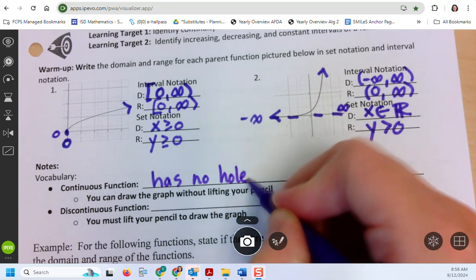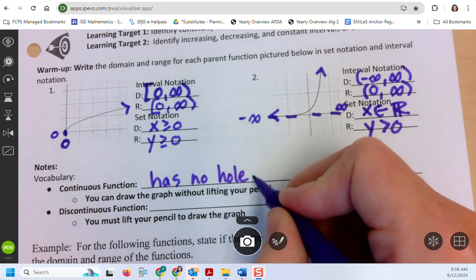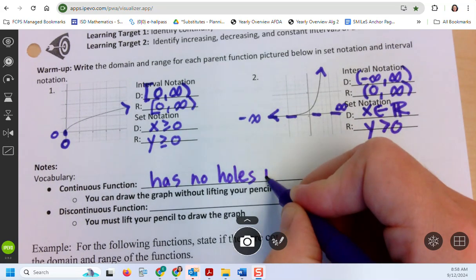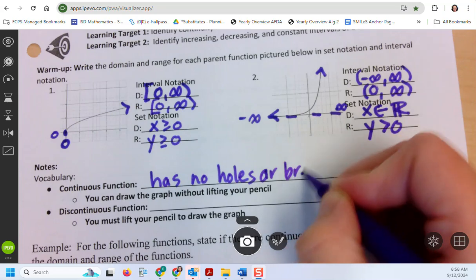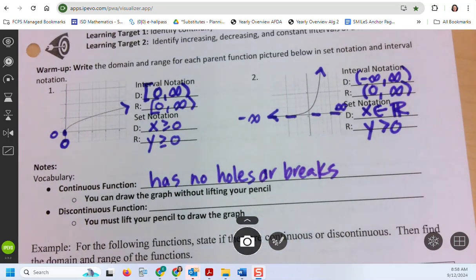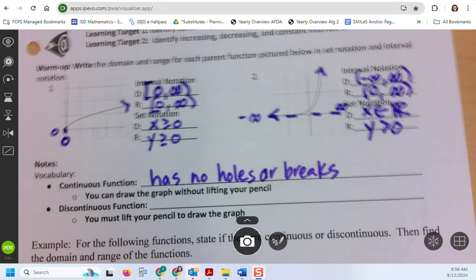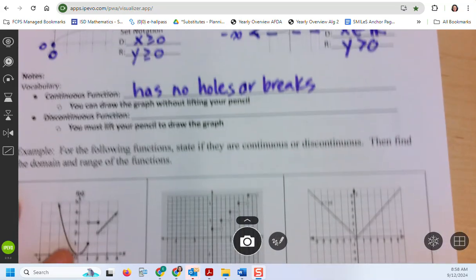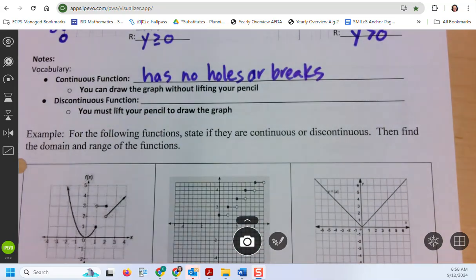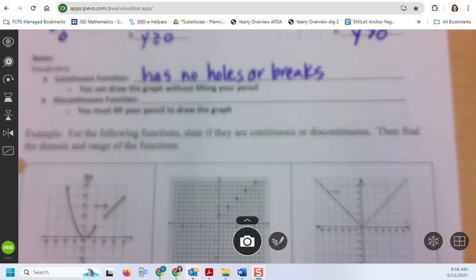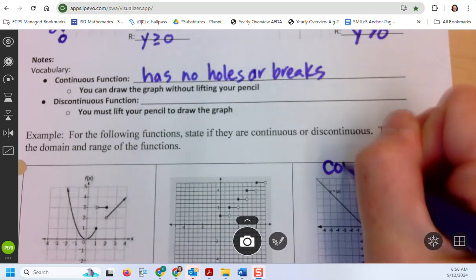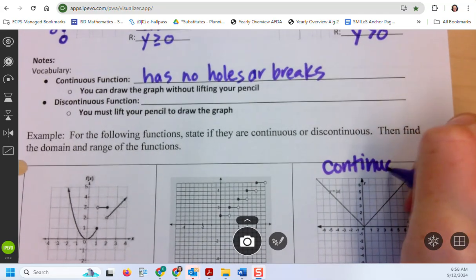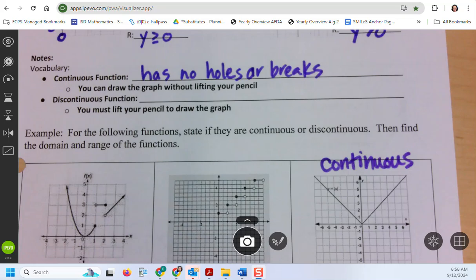All right. The thing about continuous and discontinuous that is helpful is it's exactly what it sounds like. Has no holes or breaks. So, a function that is continuous has no holes or breaks in it. Looking at the graphs below, only one of these functions is continuous. Which one is it? 1, 2, or 3? 3. 3 is the only one that has no holes or breaks. A discontinuous function, it does not continue, okay? It has holes or breaks.